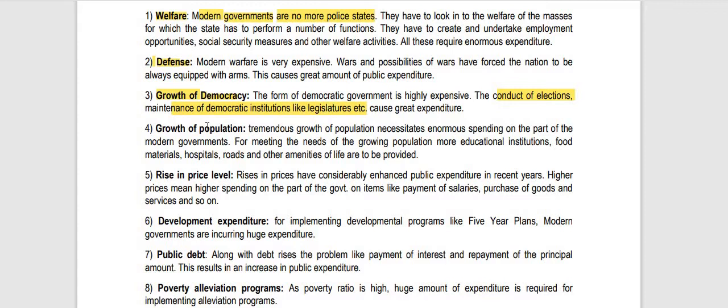Even the population has something to do with the increase of expenditure. So the higher the population, the more people that we need to serve. The growing population needs more educational institutions, more food supply, more hospitals, di ba? At these times, we need a lot of hospitals that would cater to COVID patients. And even roads and other amenities of life.